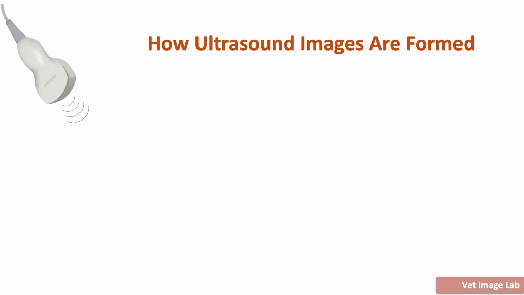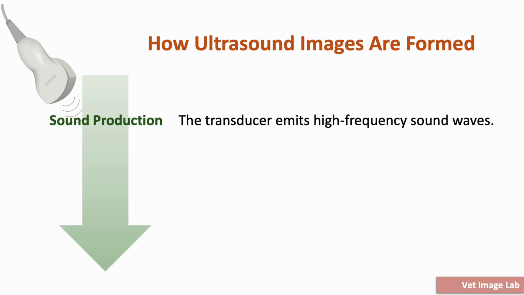How ultrasound images are formed. Ultrasound imaging begins with the transducer, which plays a dual role. It emits high-frequency sound waves into the body and then receives the returning echoes that bounce off different tissues. The first step in ultrasound imaging is sound production. The transducer generates the sound waves into the body.